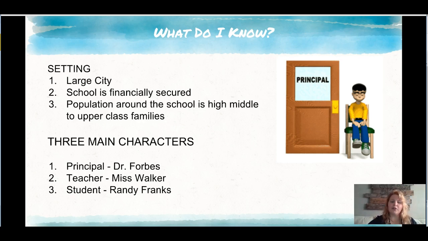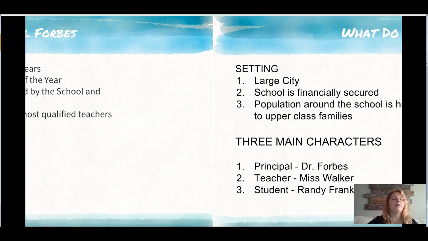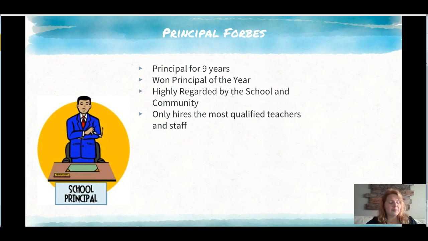Our 3 main characters are Principal Dr. Forbes, Teacher Miss Walker, and the student Randy Franks. So let's dive into their characteristics and who they are. Principal Forbes has been a principal for 9 years. He won Principal of the Year last year. He is highly regarded in the school and community, but he only wants the best for his students, so he hires only the most qualified teachers and staff. Academic success is his foundational component.